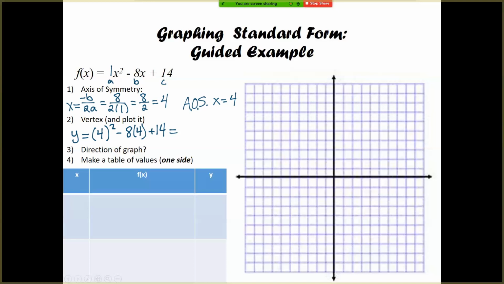So when I plug that in my calculator, I got a value of -2 for my y. So that means my vertex is the ordered pair 4 from my axis of symmetry. When I plug that back in, I got -2, which means my vertex is at the ordered pair 4, -2. So to graph that, I'm going to the origin, the middle of my coordinate plane, going right 4 and down 2.